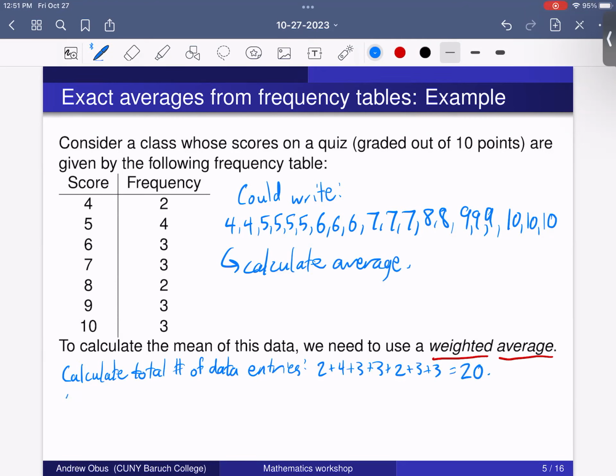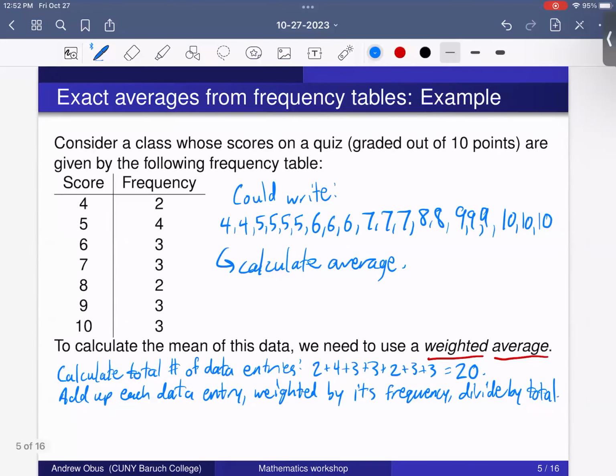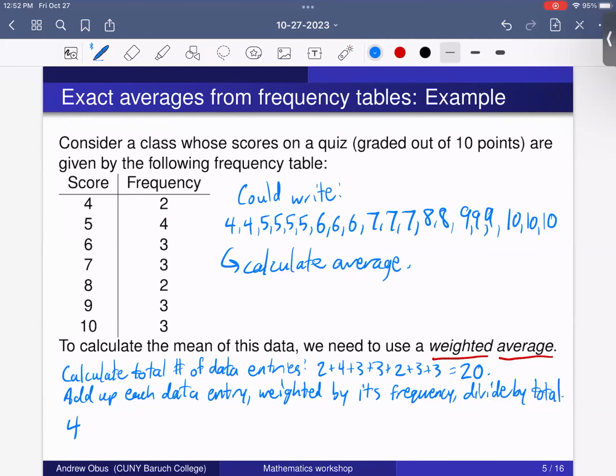And then here's what you do. Then you add up each data entry weighted by its frequency. And then divide by the total. Okay, so in this case, we have 4, but we have to weight it with its frequency. So we do 4 times 2, and then we add up the 5, but 5 has to be weighted by its frequency. So 5 times 4, and then 6 times 3, and then 7 times 3, and then 8 times 2, and then 9 times 3, and then 10 times 3, and this whole thing needs to be divided by 20.